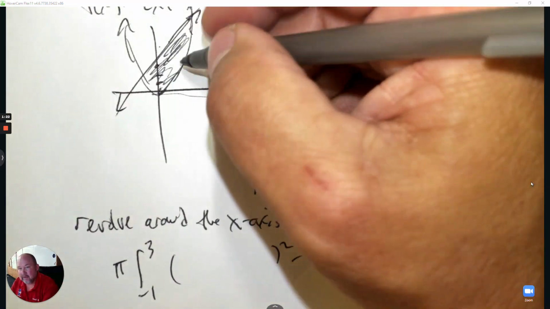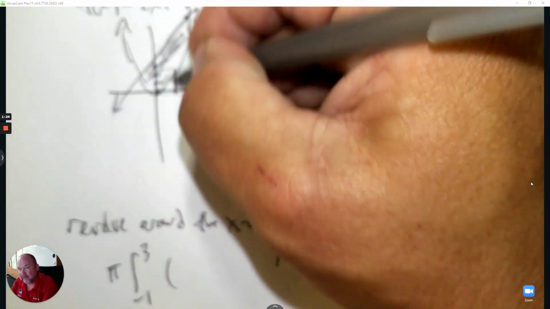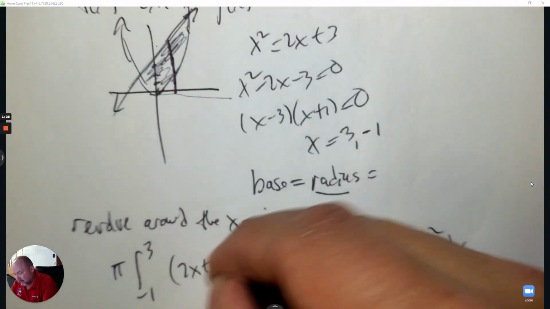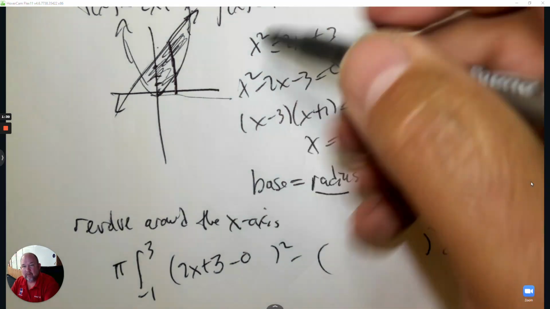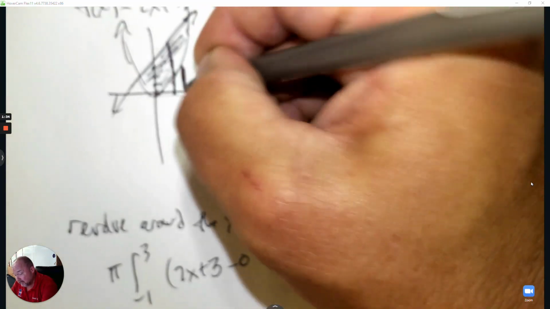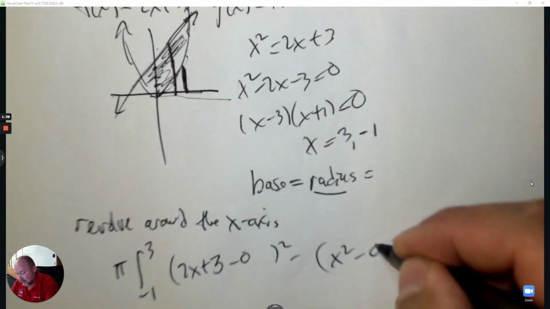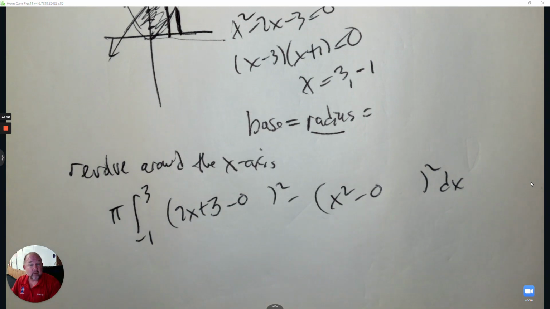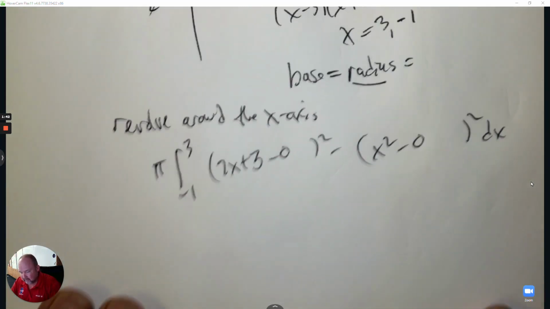So the big radius from the x-axis all the way to the top of the area, that's the line, 2x plus 3, take away 0, which I don't need, and then the small radius from the line to the bottom of the area. So that's the curve, take away 0. That's x squared, take away 0, or just x squared. That's revolving around the x-axis.